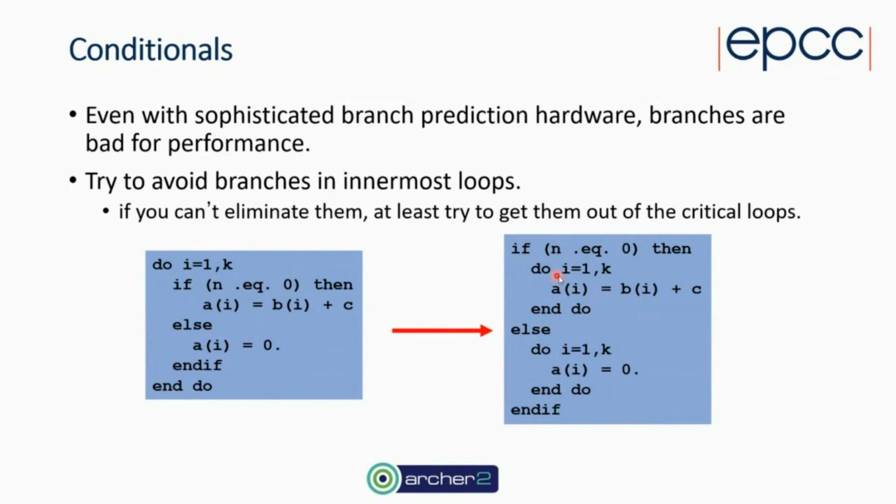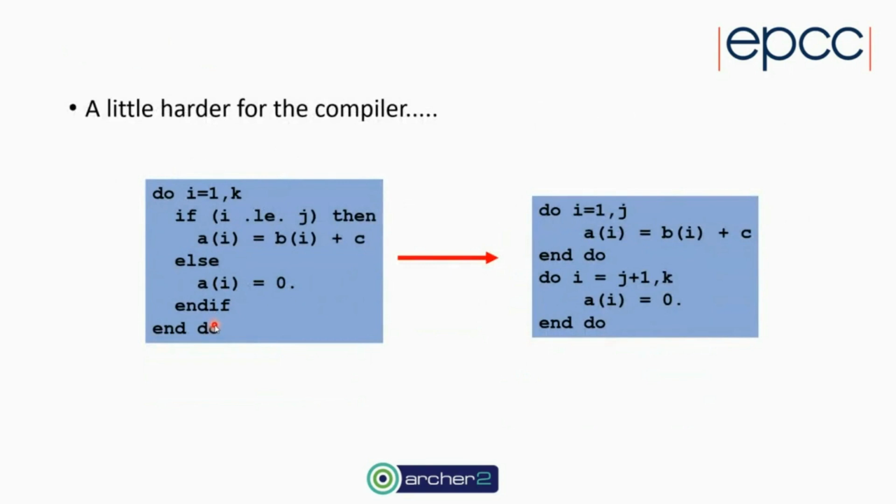So moving the branch to the outside and having two versions of the loop, one that says if n is equal to 0, do this, else do that, I can improve the performance of my application. Of course, this is not brilliant in terms of programming, because you've now got code duplication. Instead of one loop I have two loops, and I have to maintain them separately, but it's not a huge overhead, and it has the potential for good performance improvements.